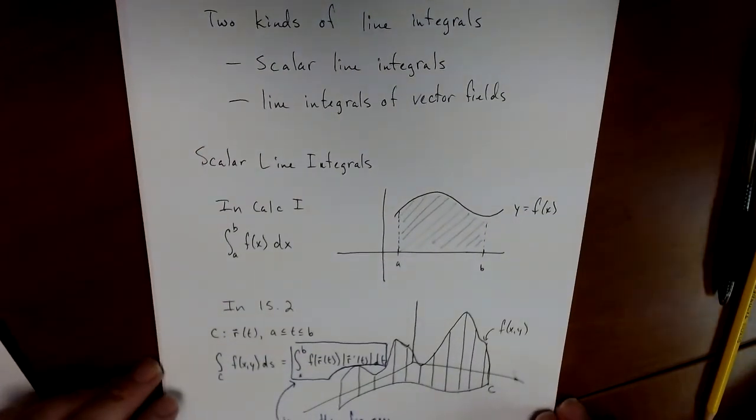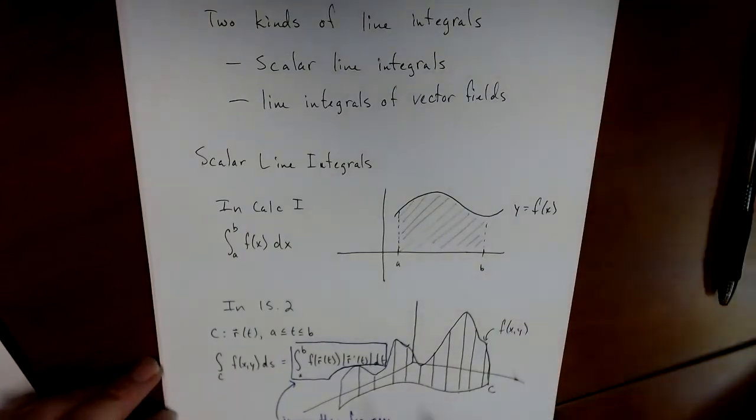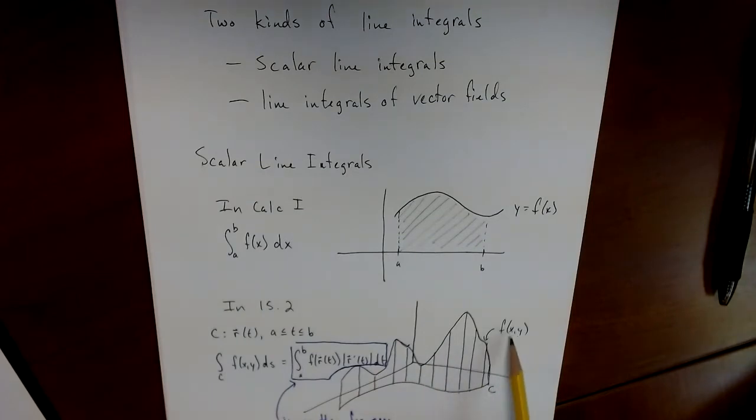So here in 15.2, instead of having a flat, straight x-axis to run off of, the base of our integral is some curve, and we can take it to be a curve in the xy plane. We could actually take it to be a curve in space. This is just easier to draw. And then we have a height function along that curve, f of x and y.